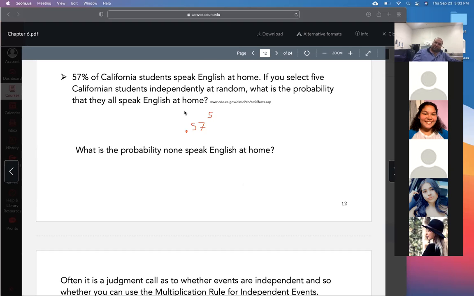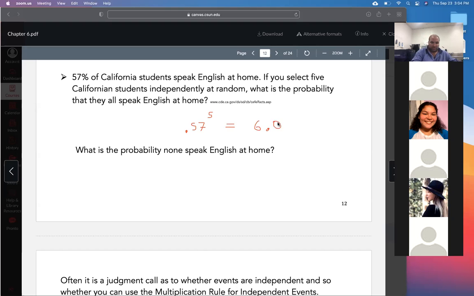All right, 0.57 is the first one, 0.57 is the second, 0.57 is the third, 0.57 is the fourth, 0.57 is the fifth. Multiply them all together. It's the same thing as raising to the 5th power. Take out your handy dandy calculator. And you get what number? Anyone have a calculator? About 6%.